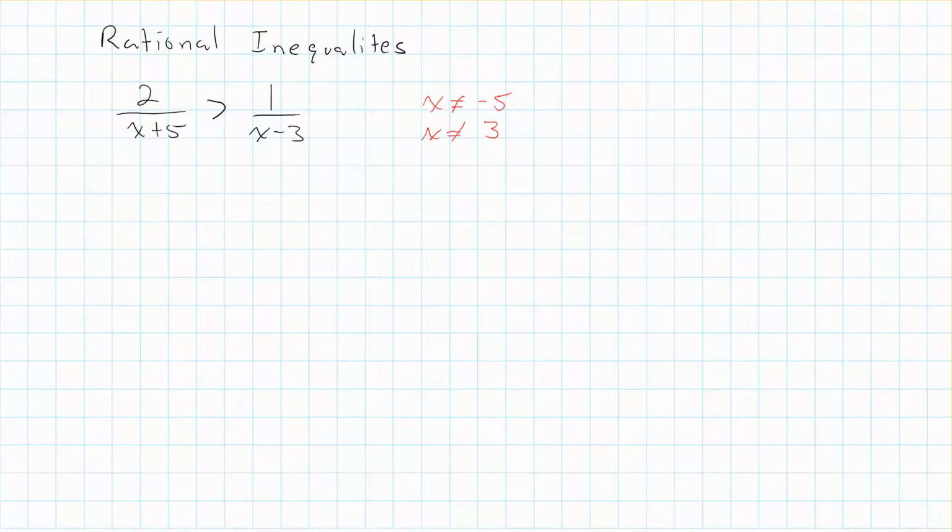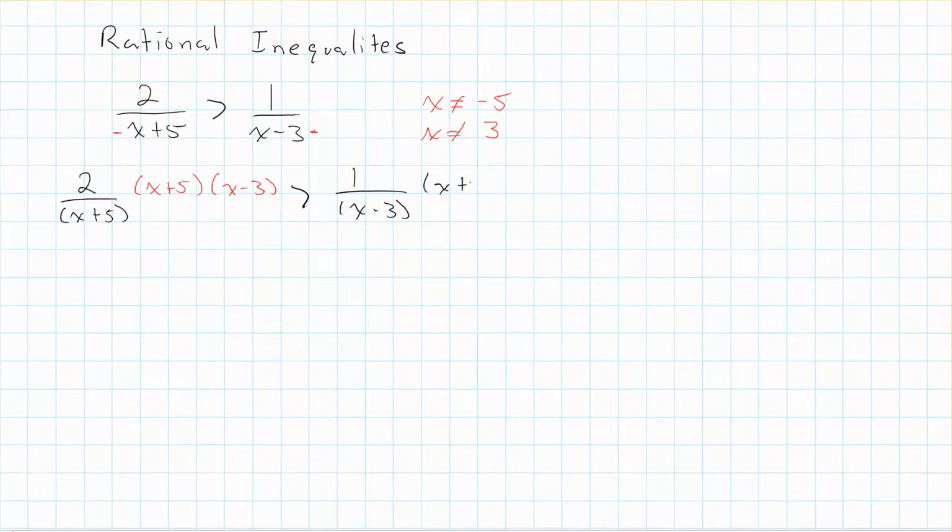All right, now let's go ahead and look at this. You could do cross multiplying, but I like to think of it still like we did the other ones, where I have 2 over x plus 5, and then I'm going to multiply to get rid of denominators. So I'd multiply by an x plus 5 to get rid of this denominator, but then I'd also have to multiply by an x minus 3 to get rid of this denominator. So you have to multiply both sides by that. And this is greater than 1 over x minus 3 times x plus 5, x minus 3.